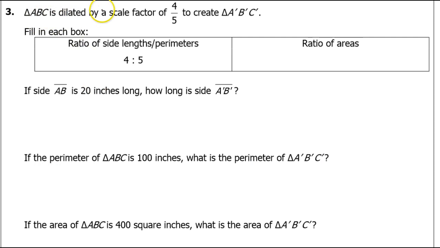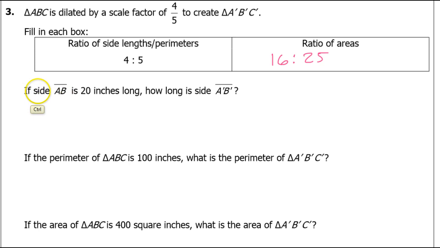Triangle ABC is dilated by a scale factor of 4/5 to create triangle A prime, B prime, C prime. Fill in each box. So that tells us the ratio of lengths or perimeters, all right? It's going to be the scale factor. If I want the ratio of areas, I need to square these. So that's going to be 16 to 25, all right? I just did 4 squared and 5 squared.